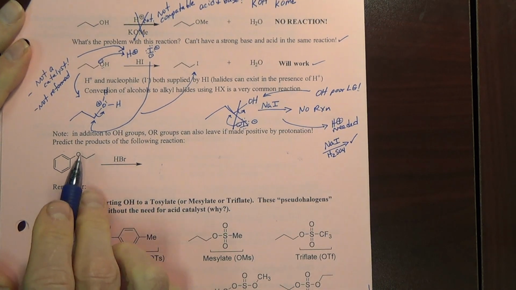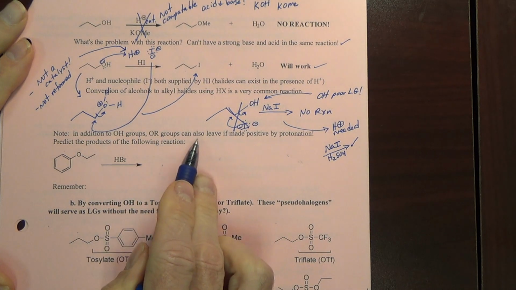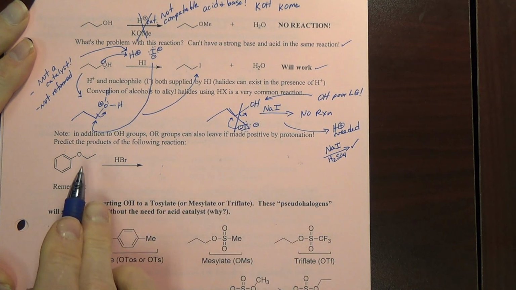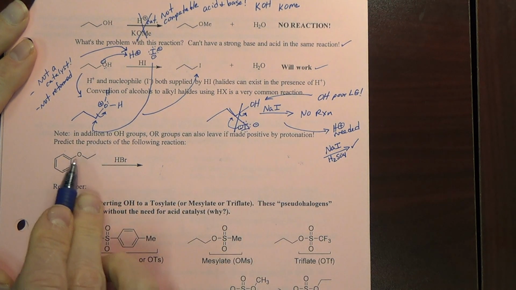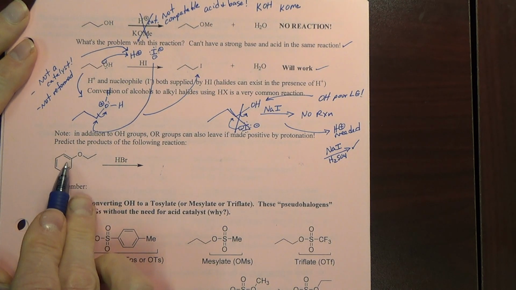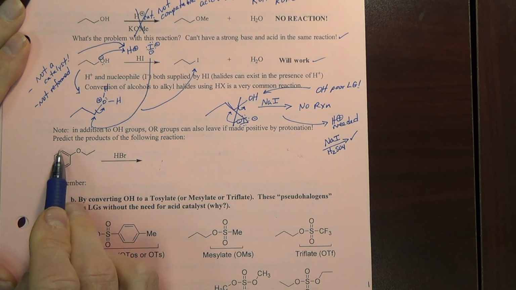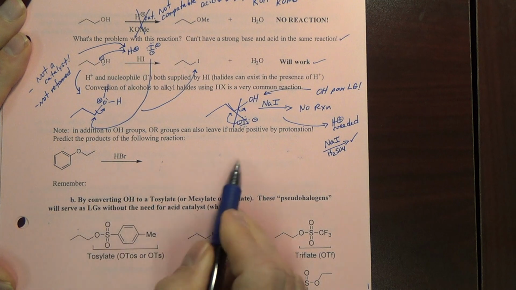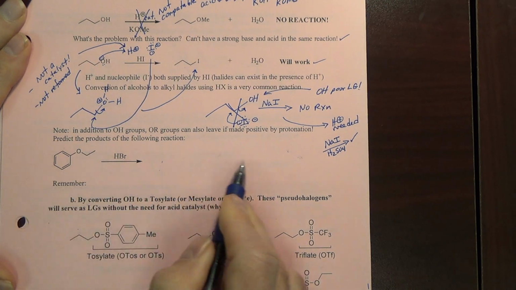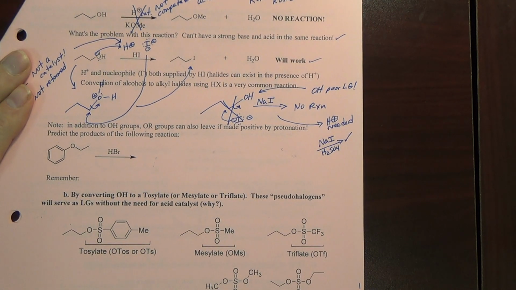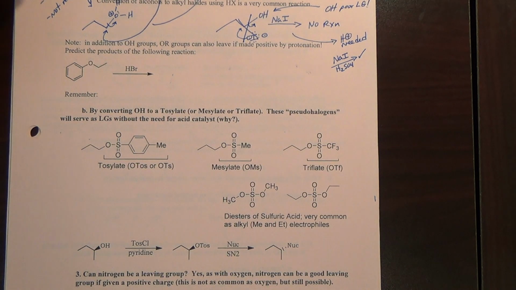Okay. In addition to OH groups, OR groups can also leave if the oxygen is made positive by protonation. Okay? It doesn't have to be OH, it could be O carbon. All right? Predict the product of this reaction here. What type of substitution product could you envision or predict here? We'll look at that in class. Okay, B. What is B? What was A?